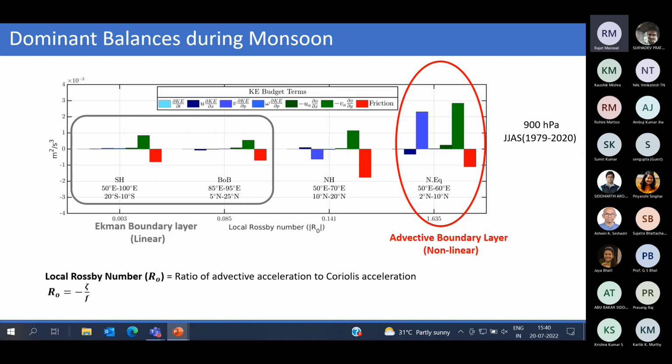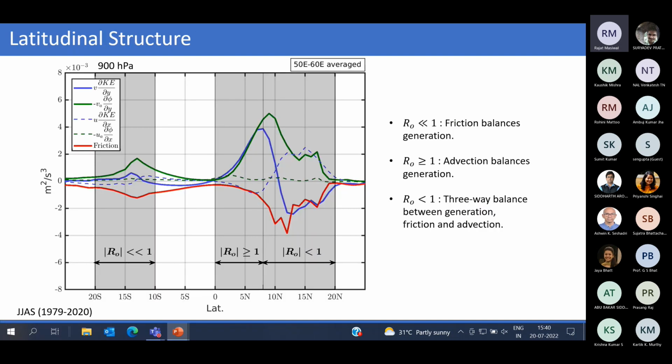And this kind of balance can be characterized by the local Rossby number, which is a non-dimensional number giving us a ratio of advective acceleration to the Coriolis acceleration. We can see here on the x-axis of this plot, the Rossby numbers are plotted. For a very small Rossby number regime, we find an Ekman type balance, whereas for a regime where the Rossby number is greater than 1, advection of course dominates, and you have a balance where the boundary layer is advected. This is also confirmed through the latitudinal structure of these balance terms.